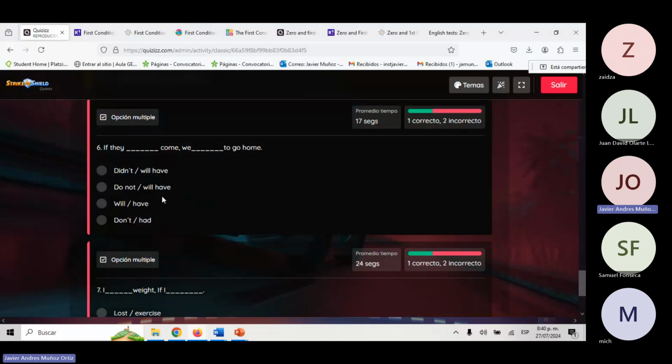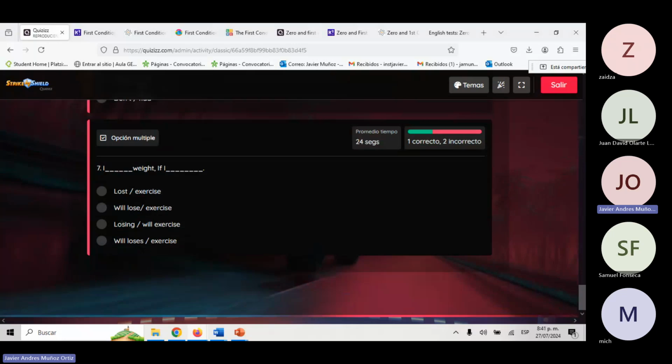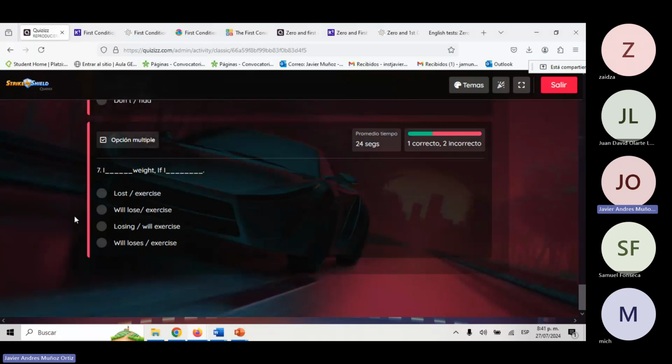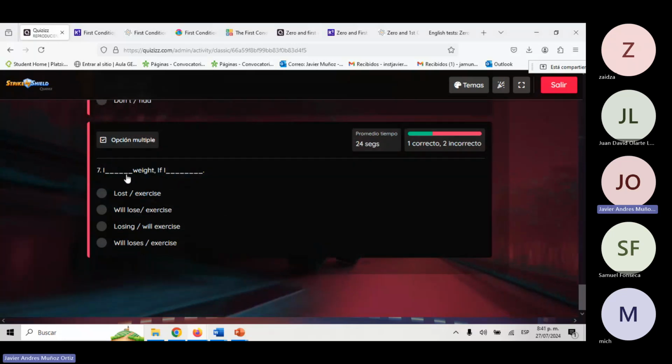Option 2 and 4. Now we have the effect, and we know that the effect is going to be used with future will. What's the option that uses future here? Will have. If they do not come, we will have to go home. We are not going to wait forever outside the house, right? We need to go. We'll go out. Last one. Effect first, and then the cause.